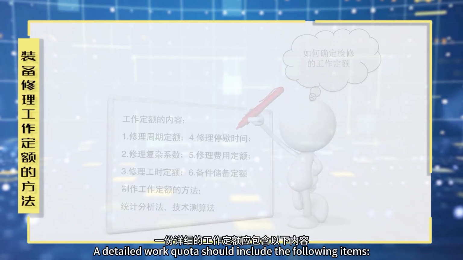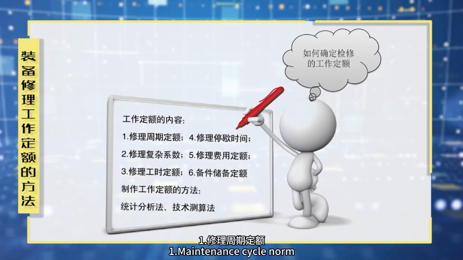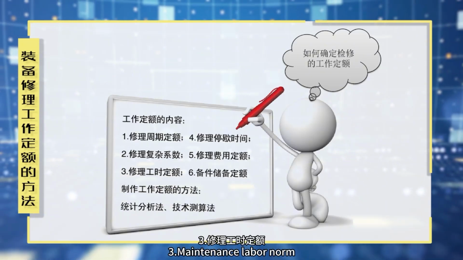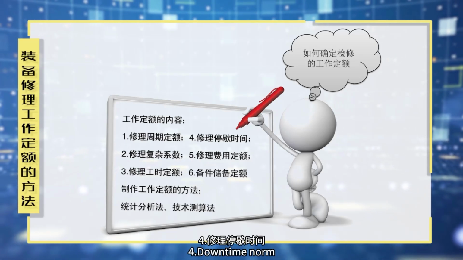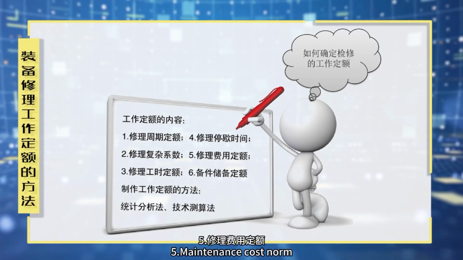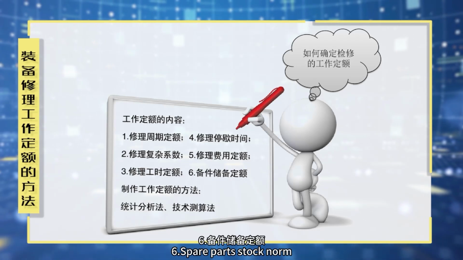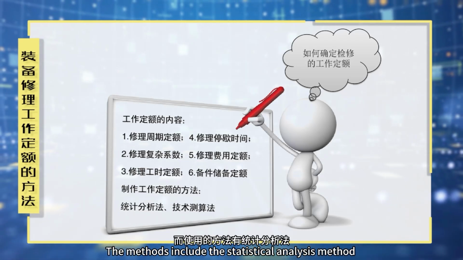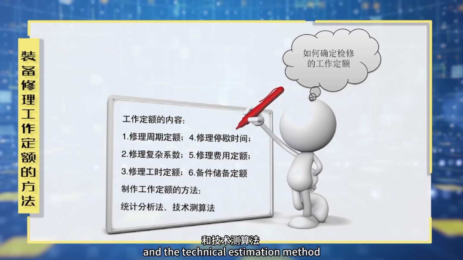A detailed work quota should include the following items. First, maintenance cycle norm. Second, repair complexity factor. Third, maintenance labor norm. Fourth, downtime norm. Fifth, maintenance cost norm. Sixth, spare parts stock norm. The methods include the statistical analysis method and the technical estimation method.